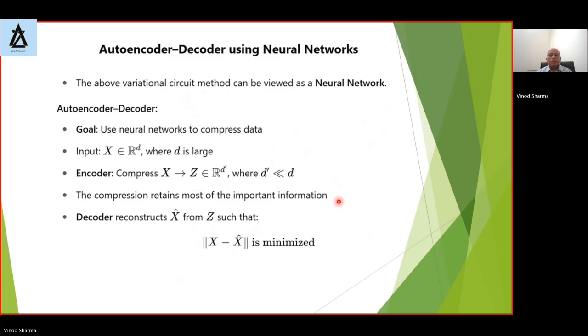So this is done such that, taking this Z, we can define a decoder to reconstruct X hat such that the norm of X minus X hat is minimized. So we will have an encoder, which will be made through neural networks. We have a decoder, which will again be made by neural networks. And they are made in such a way that these things are minimized. So this is how the autoencoder and decoder work in the usual deep learning machine learning algorithms.